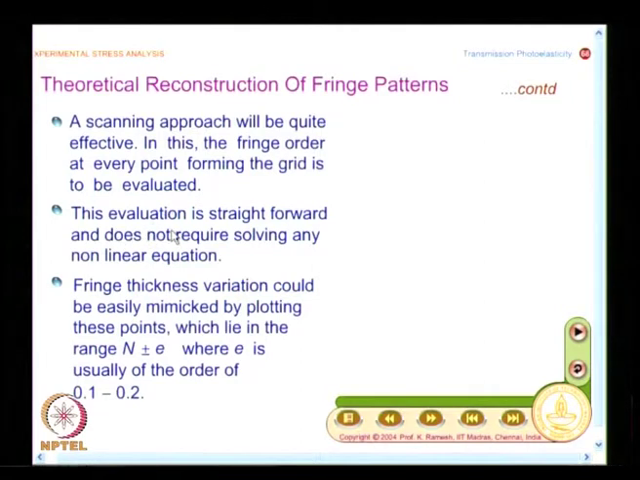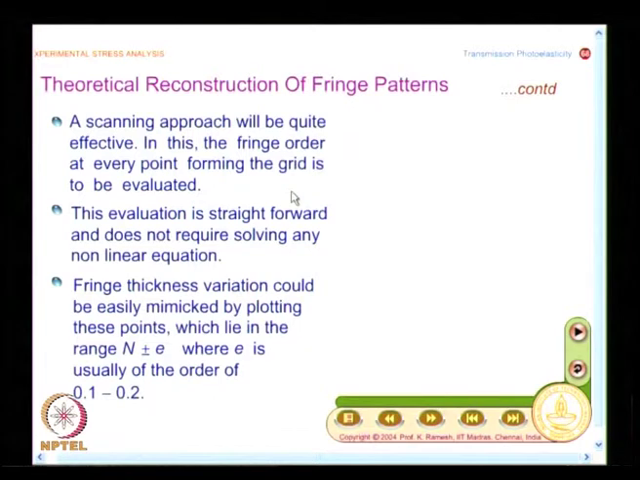So, we have already seen that an image can be identified as an assembly of pixels. So, if you bring in that pixel level of scanning and plot it, you will get fringe contours which are continuous. And what you need to check here, the first advantage is the evaluation is not iterative. This evaluation is straightforward and does not require solving any nonlinear equation. What you essentially do here is you find out the fringe order at every point forming the grid, and I said the grid could be at the pixel level.